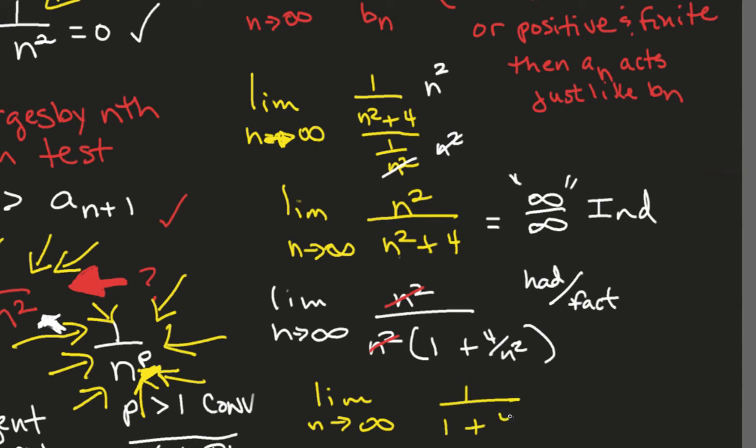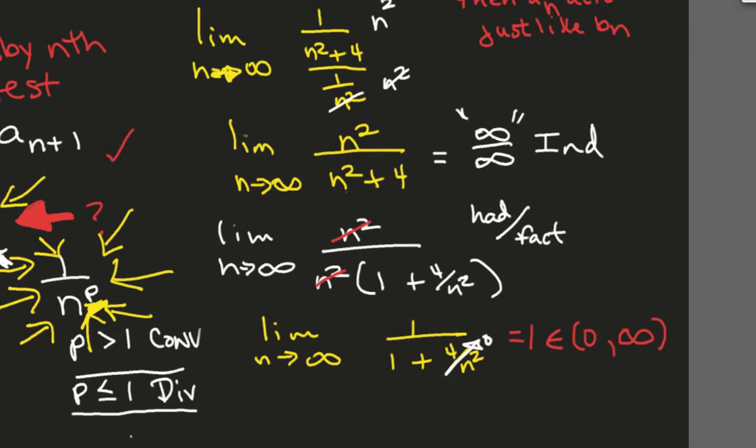You get 1. You get 1 because this bottom term goes to 0. Any finite number over an infinite number. 4 is a finite number. So that will give you 1. Is 1 an element of 0 to infinity? Does it belong in this set? Yes, it does. Right? So you could either say 1 is an element of 0 to infinity, or you could have said 1 is positive and finite.